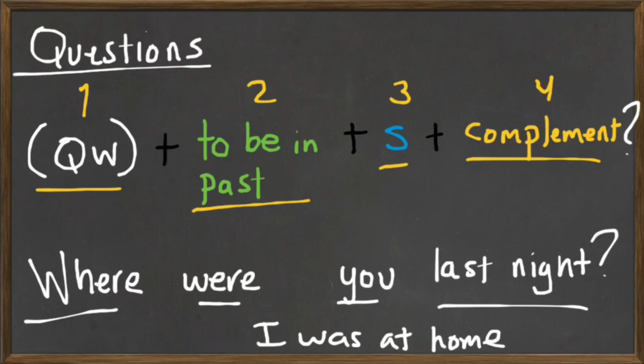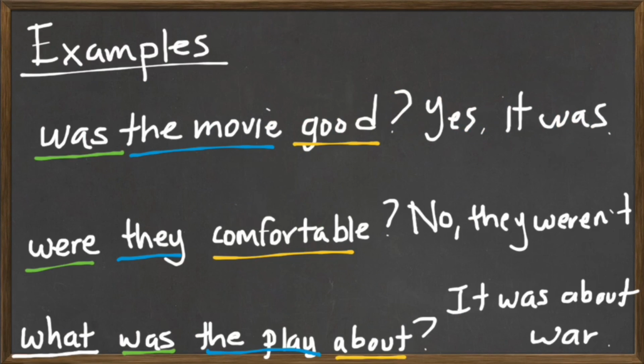Questions have 3 or 4 parts. Question word if necessary, verb to be in past, subject, and complement. For example, where were you last night? And we have more examples too. We saw them. Was the movie good? Were they comfortable? What was the play about?